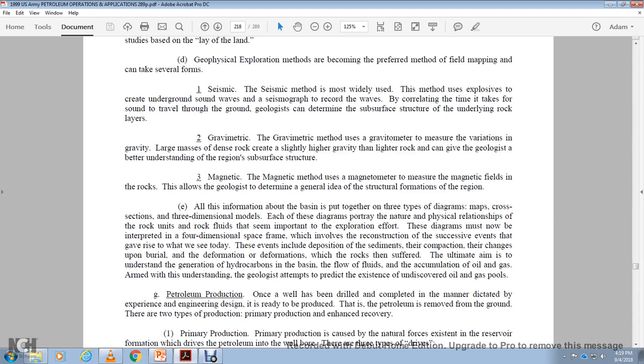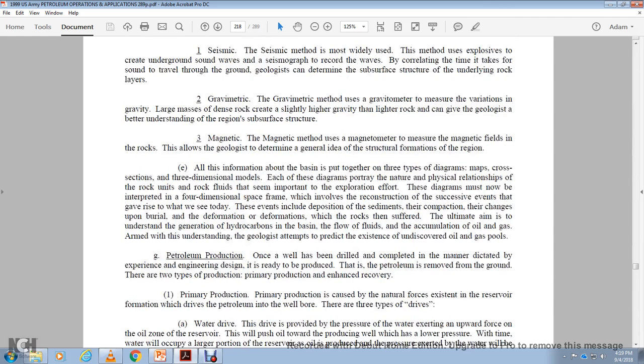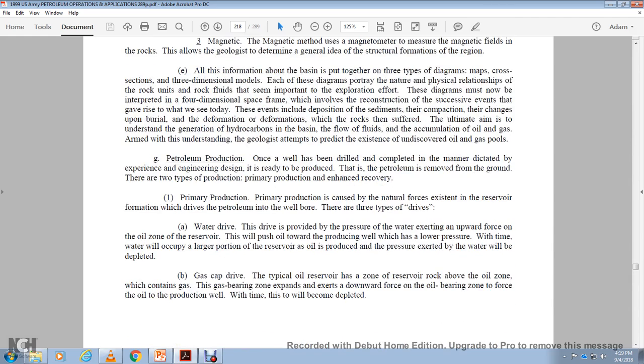The ultimate aim is to understand the generation of hydrocarbon in the basin, the flow of fluids, and the accumulation of oil and gas. With this understanding, the geologists attempt to predict the existing undiscovered oil and gas pools. All right, petroleum production.